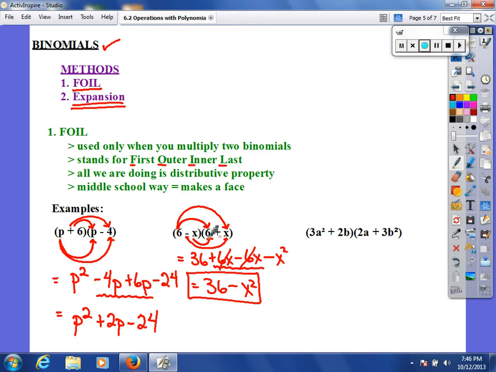It's actually called the difference of two squares, and we'll talk about that down the road a little bit. Right now, though, we'll move on.